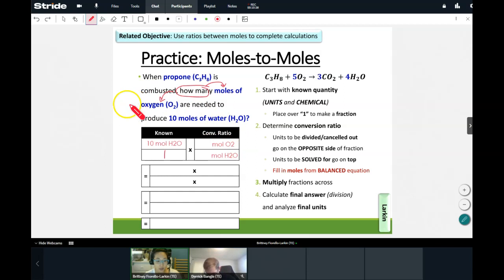So you don't fill in the conversion ratio based on the question. You're actually going to fill in the conversion ratio based on the balanced equation, because the balanced equation is always true. Taking a look here, how many moles of O2 are in the balanced equation? Take a look at its coefficient. Tell me in the chat.